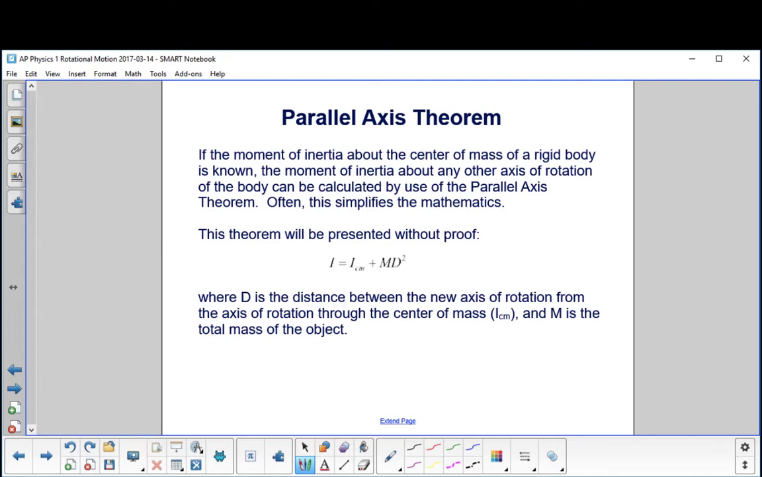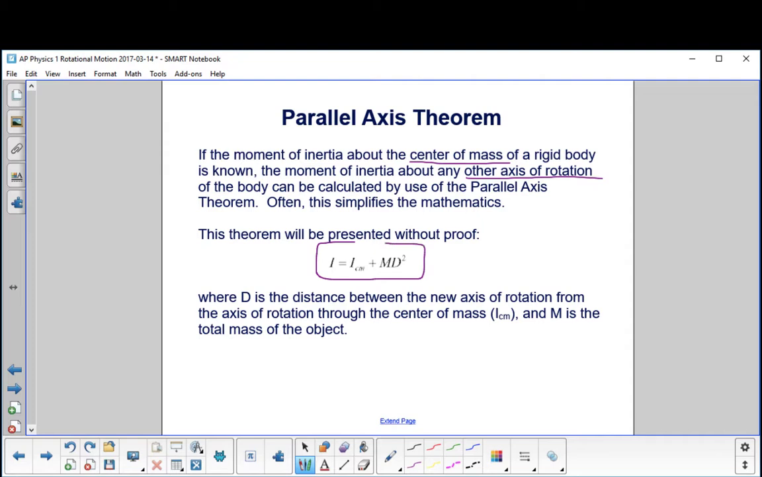If the moment of inertia about the center of mass of a rigid body is known, the moment of inertia about any other axis of rotation can be calculated by using the parallel axis theorem. Often this simplifies mathematics. We'll present the theorem here without proof.